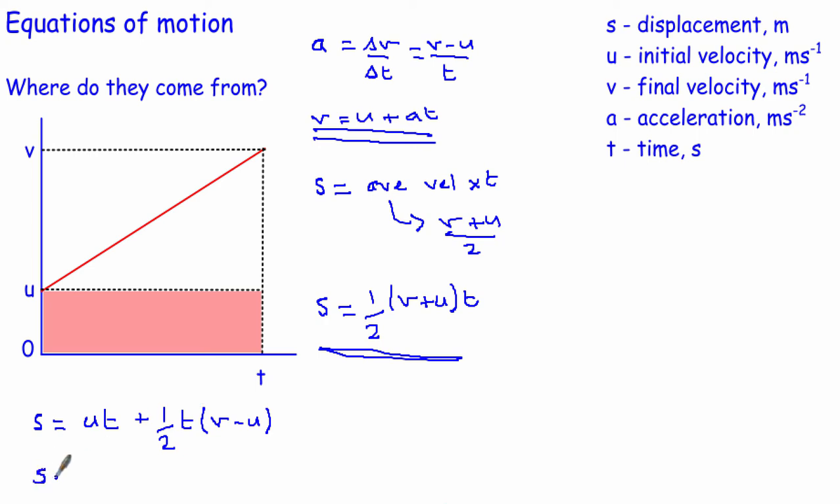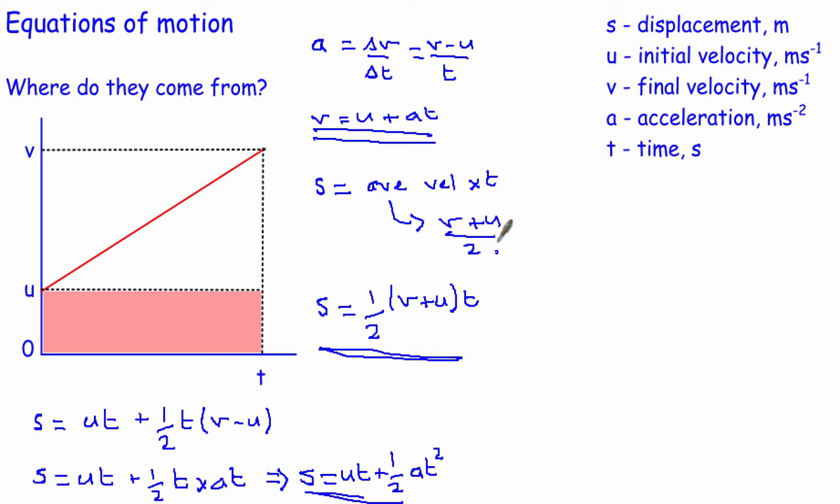So if I do that, I get s equals, the ut is unchanged, plus a half of t multiplied by v minus u. But v minus u is at. So times at. And if I rearrange that, I end up with s equals ut plus a half at squared. And that there is our third equation of motion.